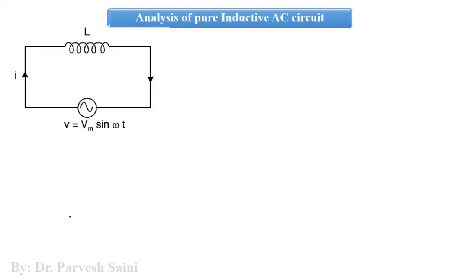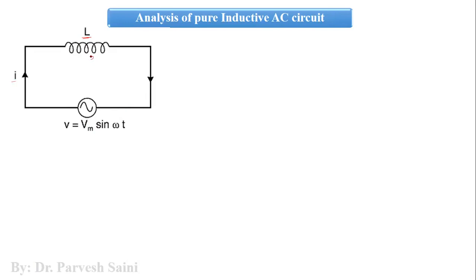Now let us come to the next slide, in which we will discuss the behavior of AC as far as a pure inductor is concerned. In this diagram, you can see an inductor with inductance L connected across an alternating voltage source, which is V is equal to Vm sin omega t, and some current I is flowing in this circuit. Now, as far as Faraday's law of electromagnetic induction is concerned, this inductor will have a certain EMF.